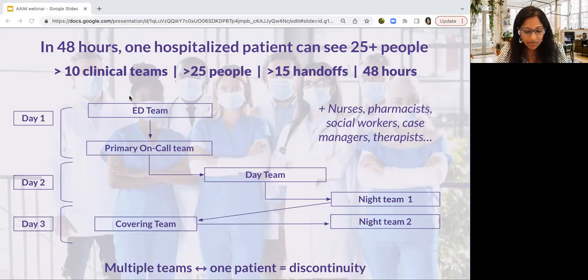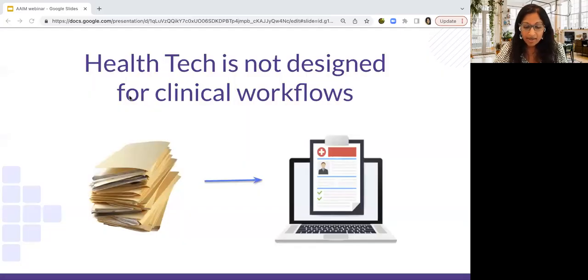And it's also really important to think about the team not just as the medical team, but the consultants, the nurses, the therapists, the pharmacists. There are so many people involved in caring for patients that we really need to all be on the same page.